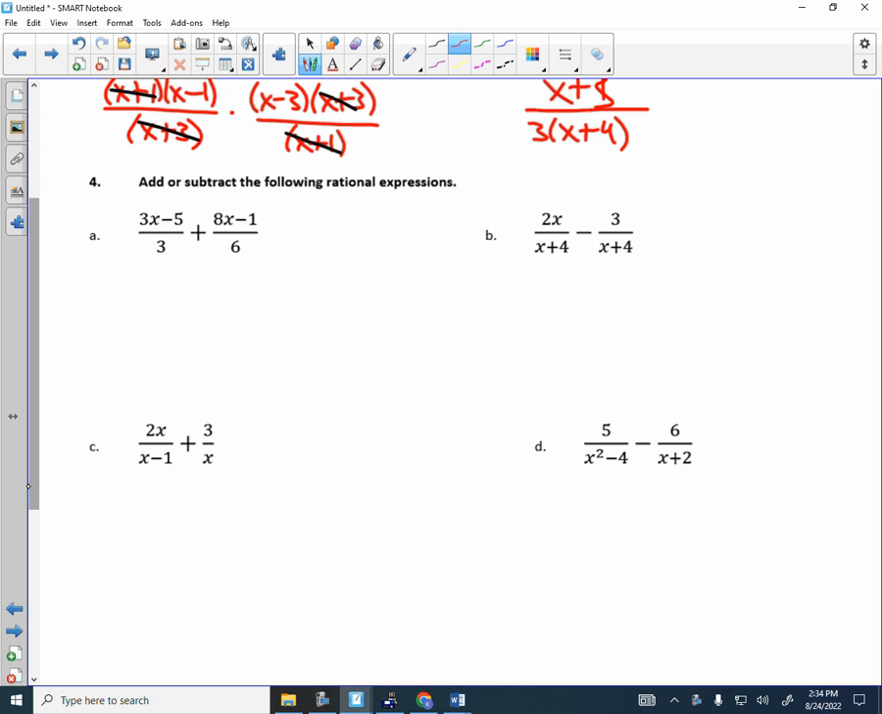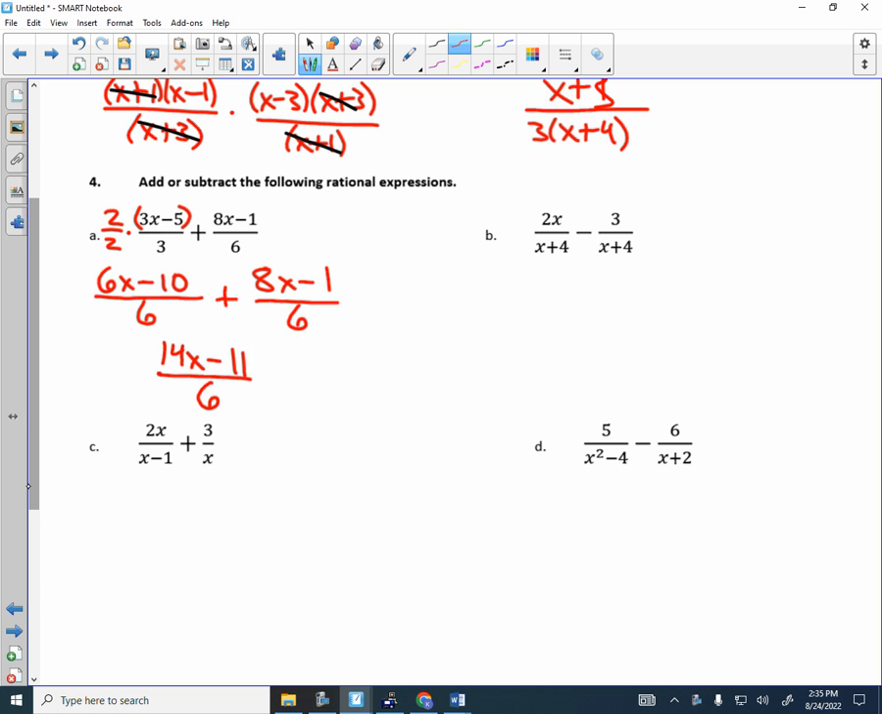Okay, here we go. In order to add or subtract rational expressions, you must have common denominators. Here I don't have a common denominator, so I'm going to multiply the top and bottom by 2. And when I do that, I get 6x minus 10 over 6 plus 8x minus 1 over 6. Now they have common denominators. I get 14x minus 11 all over 6. Easy peasy.